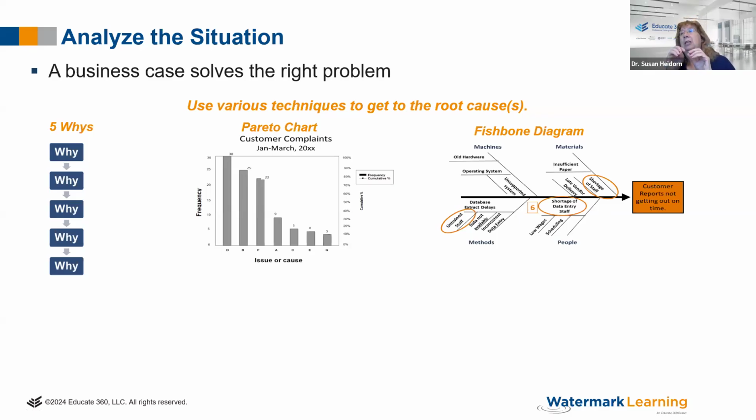And the nice thing about the fishbone diagram is it forces you to look at different categories. It's like, what about materials? Oh, we have insufficient paper. Well, how come we have insufficient paper?